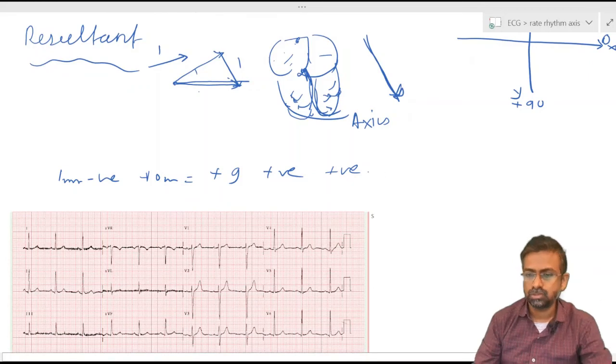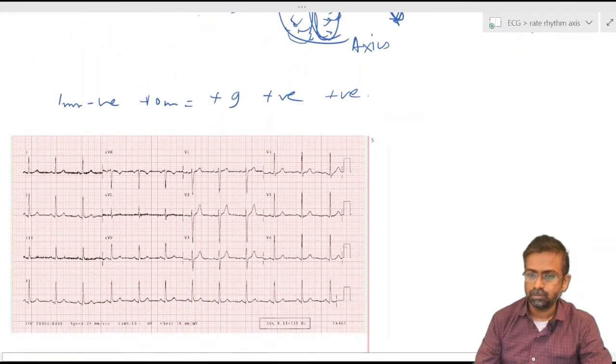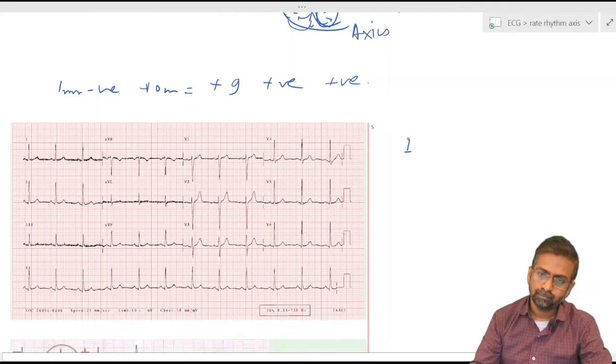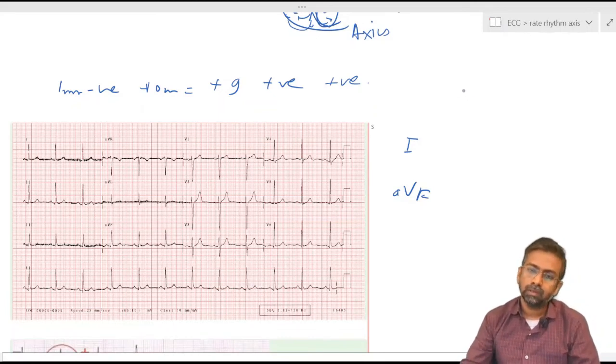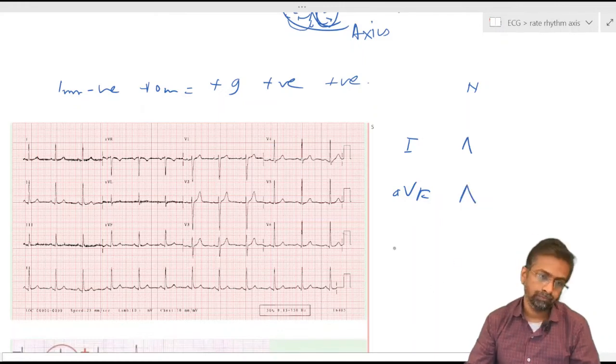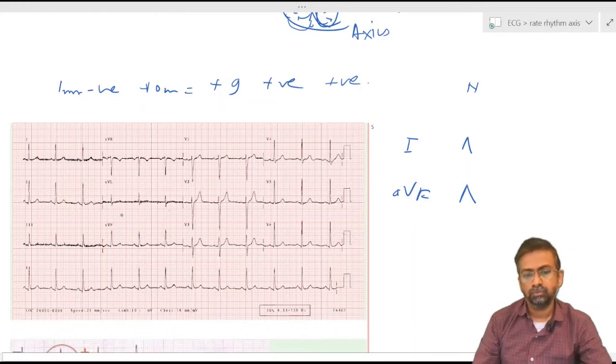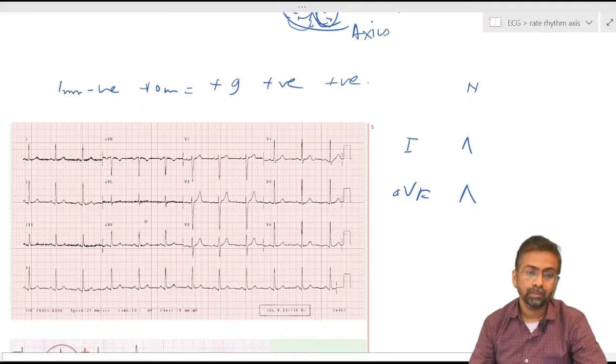So you just check lead 1 and you take lead AVF. In some books they advise to take lead 3, but I always take lead AVF. In case of a normal axis, the resultant deflection will be positive in lead 1 and it will be positive in lead AVF. Okay, positive in lead 1, positive in AVF. So just by looking at the ECG you can say, oh, it is a normal axis.